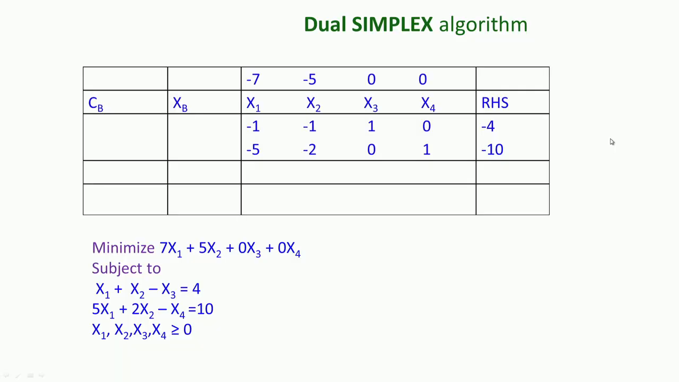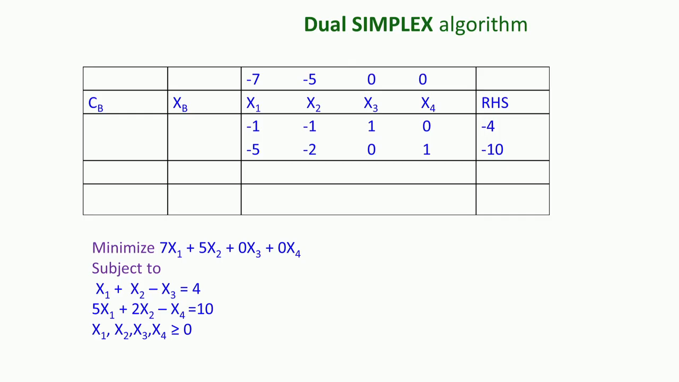Now, let us try to solve this problem in a slightly different manner. So, this is our first table. So, what has happened? I have multiplied the first constraint with a minus 1, I have multiplied the second constraint with a minus 1 to get minus x1 minus x2 plus x3 plus 0x4 is equal to minus 4, minus 5x1 minus 2x2 plus 0x3 plus 1x4 is equal to minus 10.